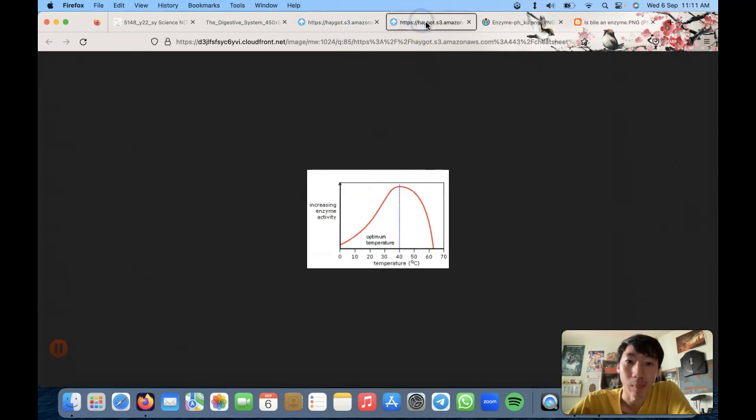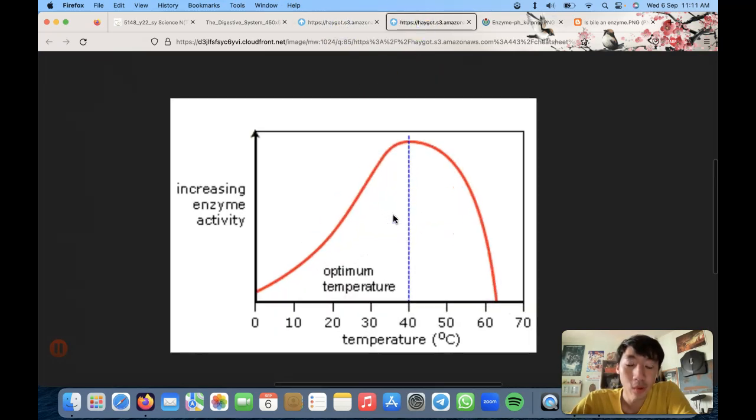Let's talk about temperature first. Most enzymes in our body, this one is just an example, actually have an optimum temperature of our body temperature, which is perfect. Do you know what your body temperature is? That's right, it's around 37 degrees. So that means your enzymes are working best near 37. Maybe 38, 39 is still okay, 40 is still okay.